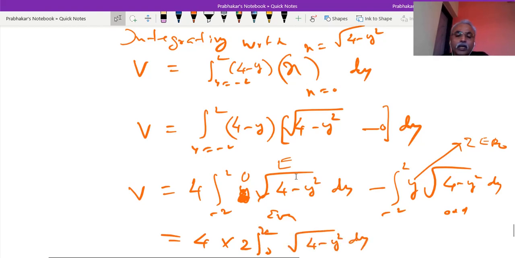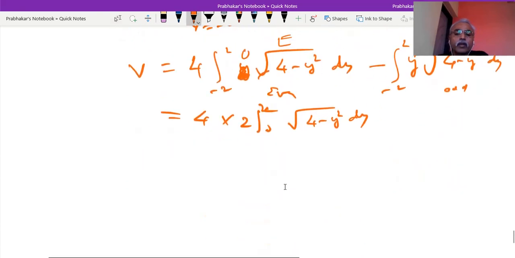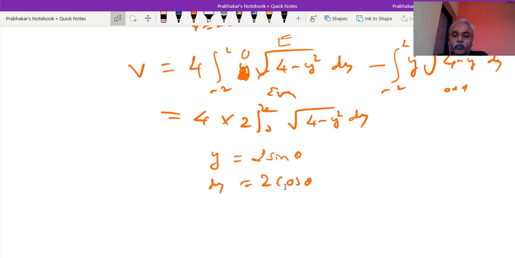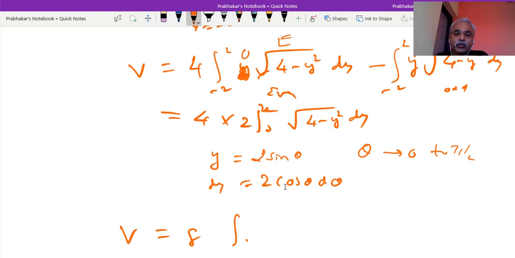Naturally, this is done many times. y equal to 2 sin theta is the best substitution, so dy equal to 2 cos theta d theta, and theta is from 0 to pi by 2. Substituting, we are going to be left with 2 cos theta into 2 cos theta.